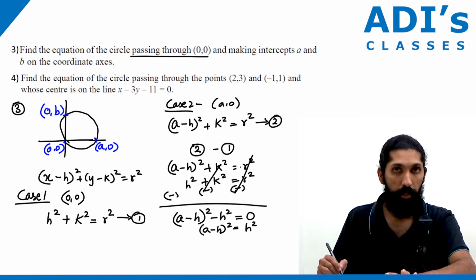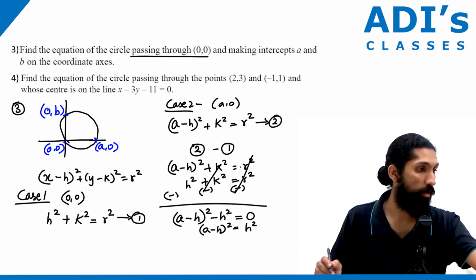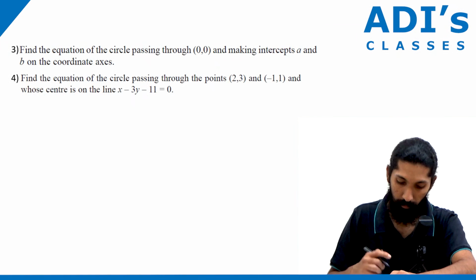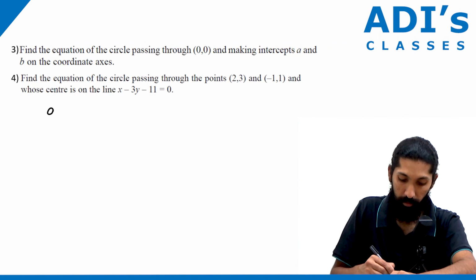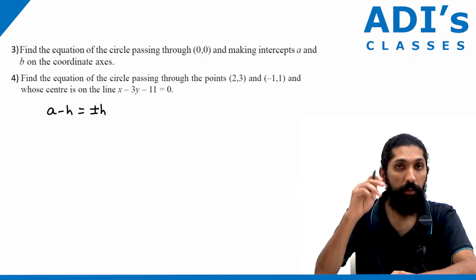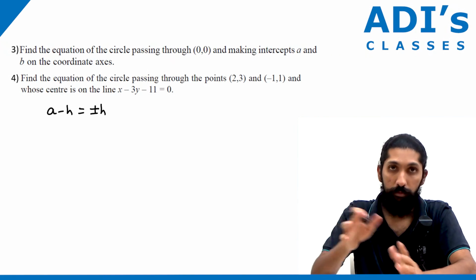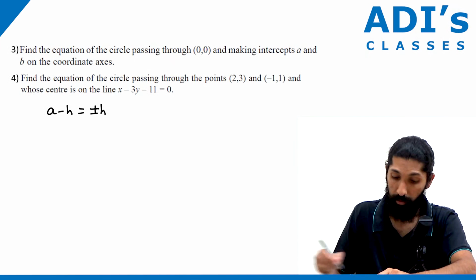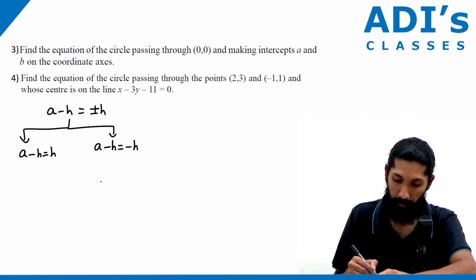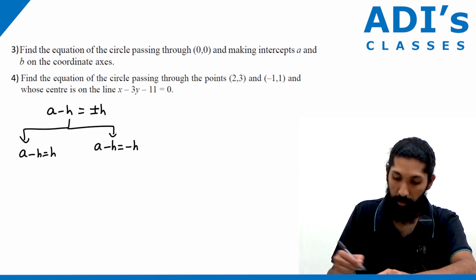Correct? We'll look into the next part now. You can write a minus h is equal to plus or minus h. See, the reason is, when you take the square root, you have to introduce plus or minus. Correct? Again, two cases will occur here. So, two cases. First case is a minus h is equal to h, or a minus h is equal to minus h. Now, the second case is not possible.